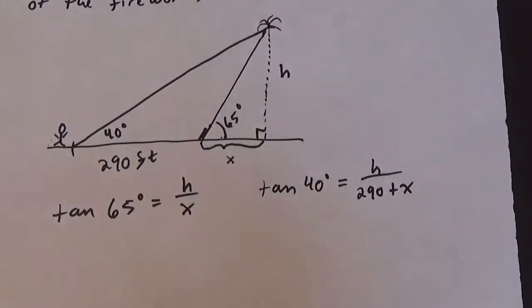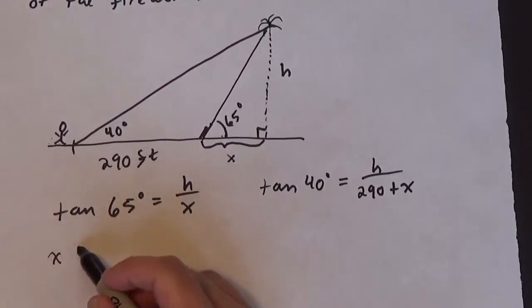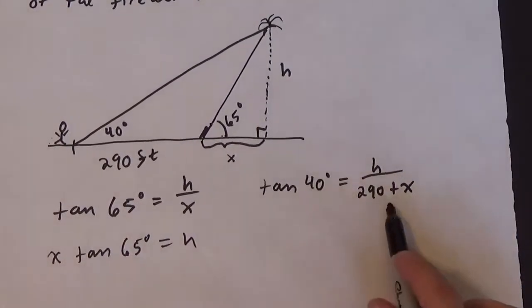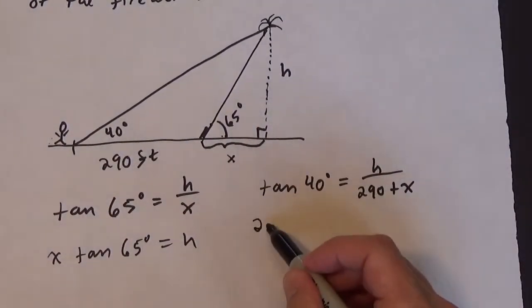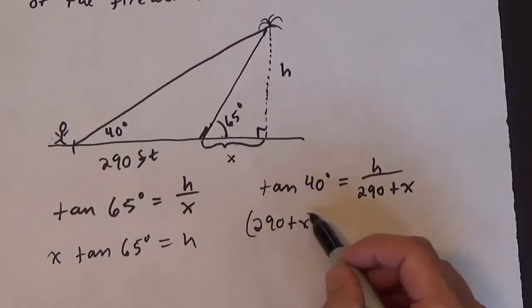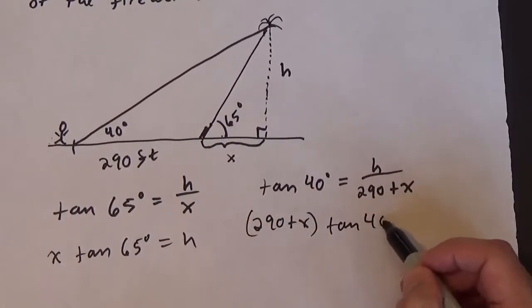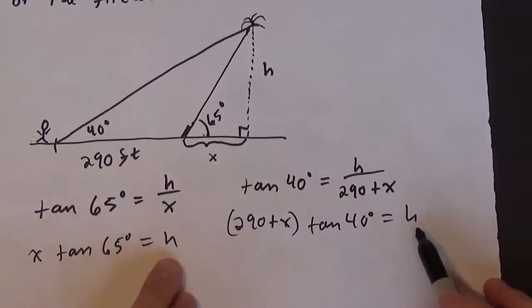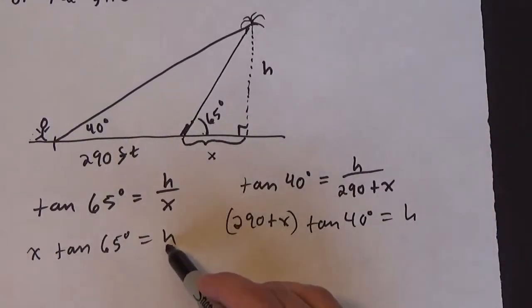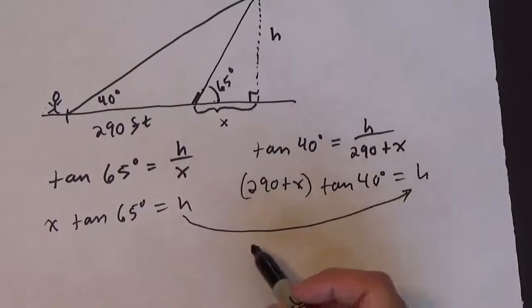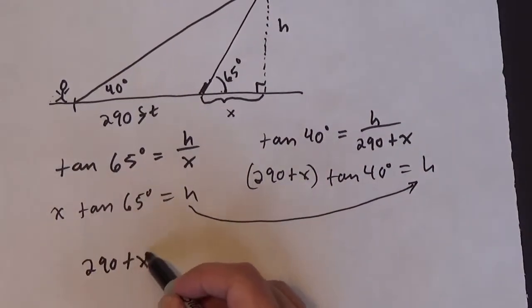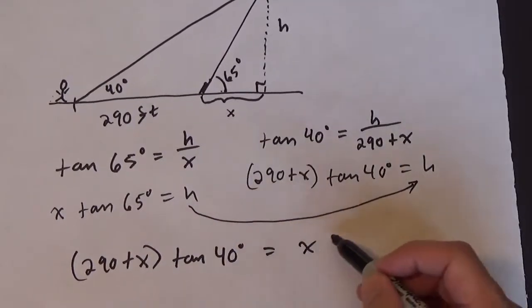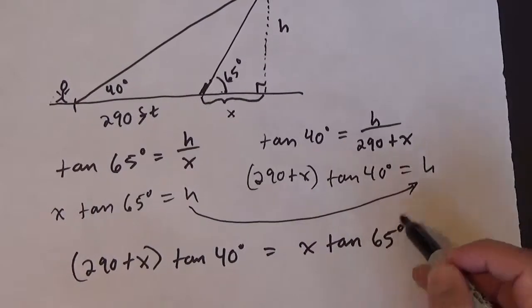So I'm going to multiply each side of this by x. So I'm going to have x times the tangent of 65 degrees equals h. And then here I'm going to multiply each side by 290 plus x. So we have 290 plus x times the tangent of 40 degrees equals h. And so quickly we have h over here and h over there, and so we can substitute one h into the other. So I'm going to substitute this one for that. And so we're going to have 290 plus x times the tangent of 40 degrees equals x times the tangent of 65 degrees.